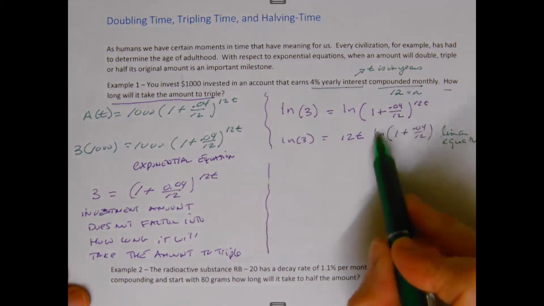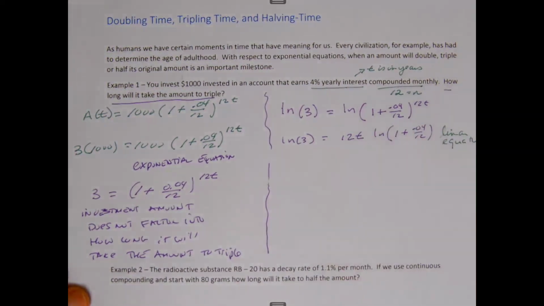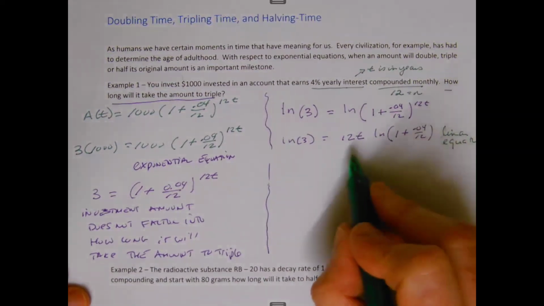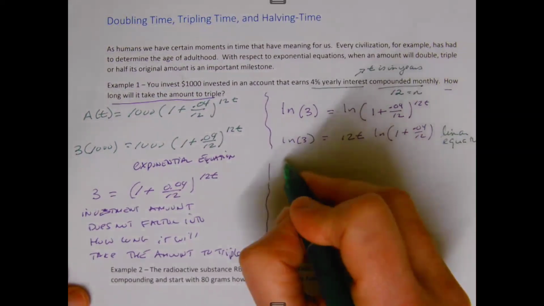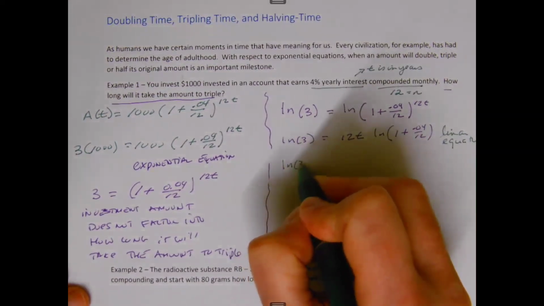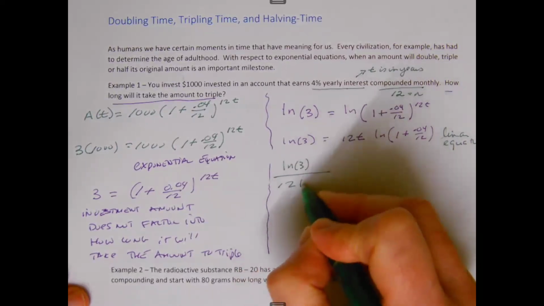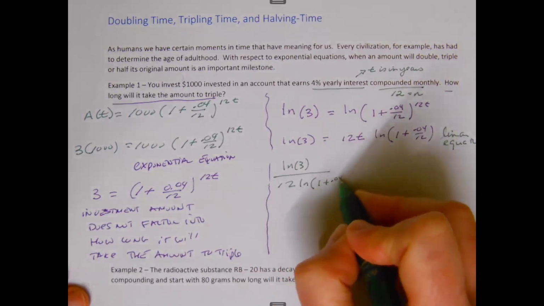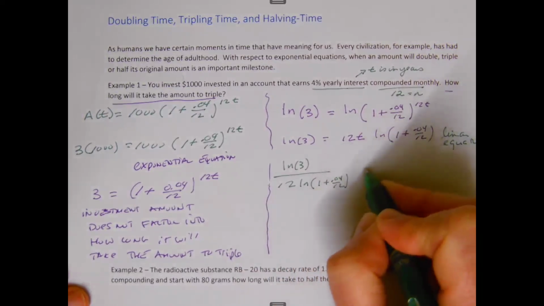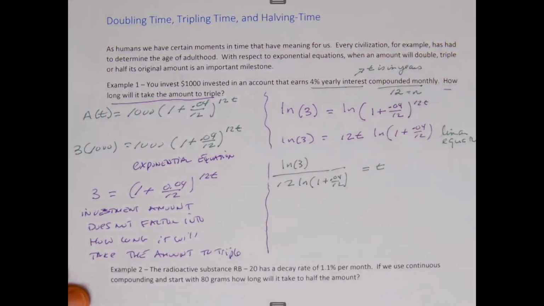Because this is just a constant. It's a number. That's just a number. So I have a number times t. That's just a constant over here. So all I need to do is divide by 12, divide by natural log of all this stuff, and I get my result. So natural log of 3, divide both sides by this, and I have my result. And that's the exact answer.